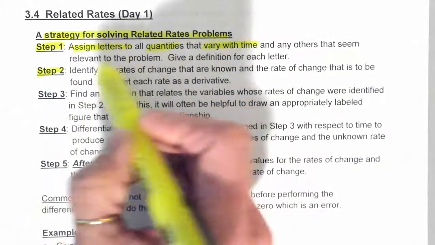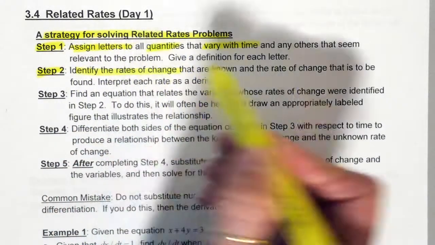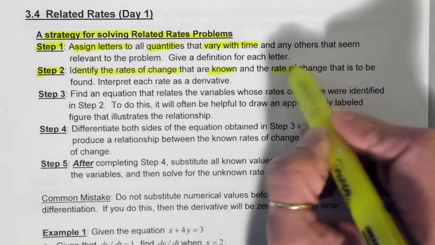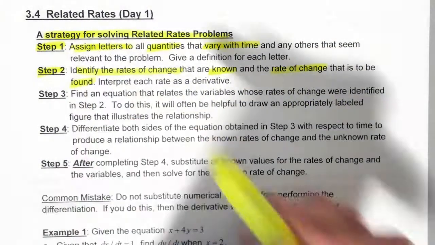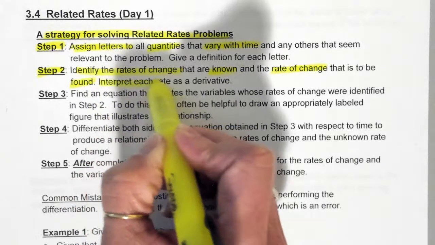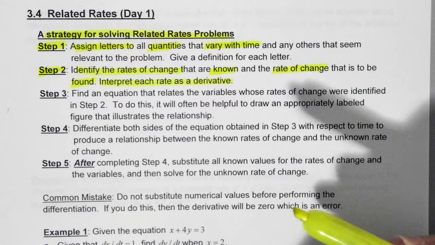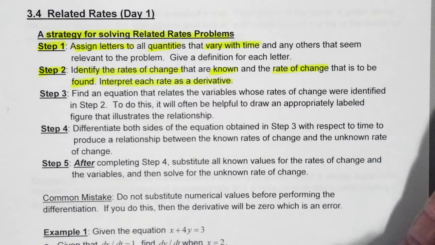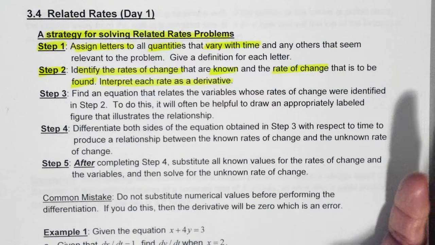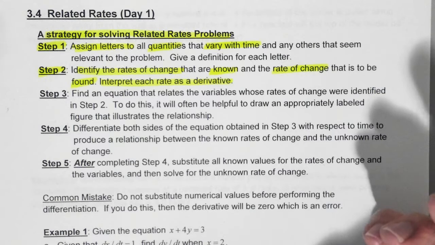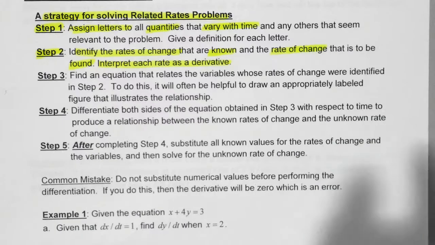In step number 2, you will identify the rates of change that are known and the rate of change that is to be found. Okay, and we're going to talk about interpreting each rate as a derivative. So whenever you see the word rate, it's the derivative. Because the derivative is basically the slope, right? And the slope is a rate of change. So whenever you see a rate or increasing at a rate of or things like that, you need to look for some keywords. Those are all going to be derivatives.